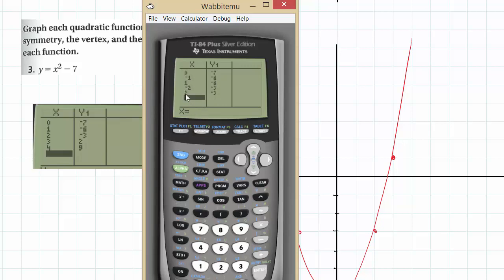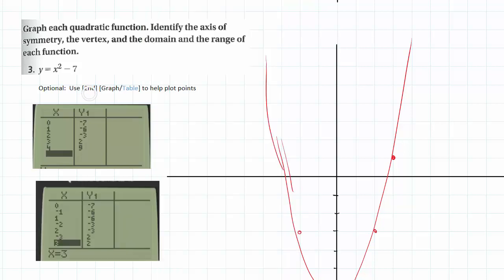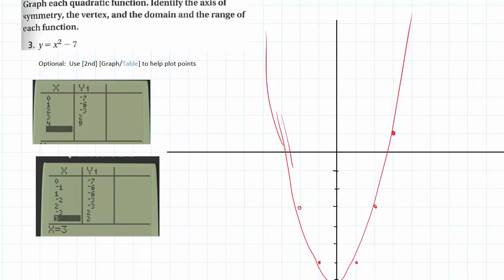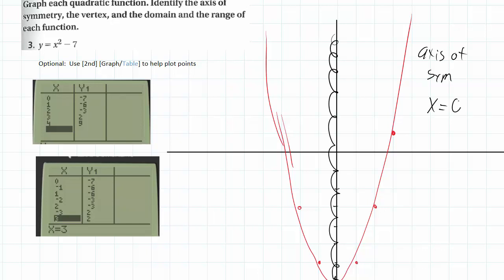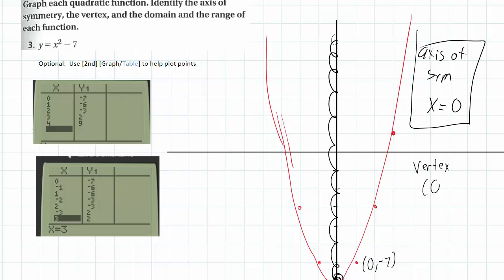And you'll notice that it kind of mirrors the values right there because it's not shifted left or right. This one just happens to be centered at the y-axis because your vertex is the point 0, -7 there. So you can use the table to help you plot points, but I can see here my vertex is going to be 0, comma, -7. Therefore, my axis of symmetry is going to be just x equals 0. It's always x equals the x coordinate of your vertex.